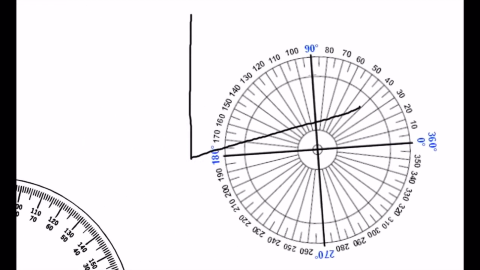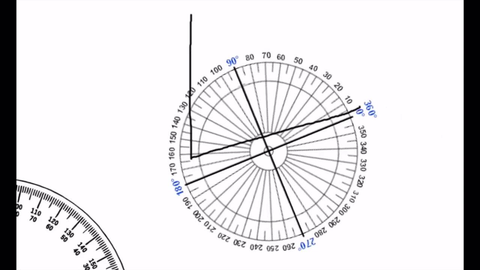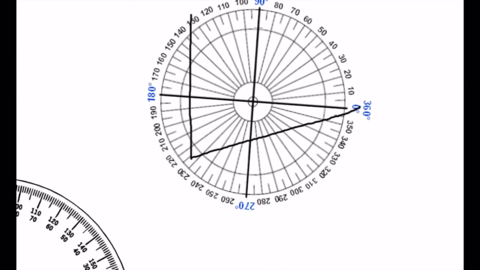All right, so let me get the circular protractor. And the idea is you put the target right here on the vertex of the angle, on the corner of the angle.